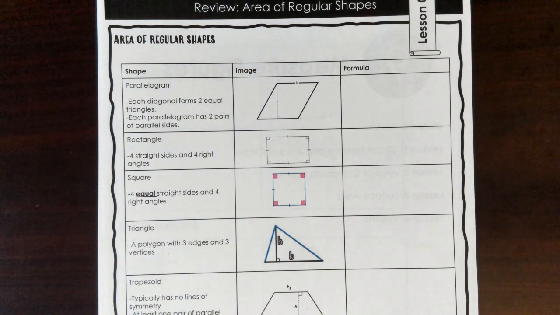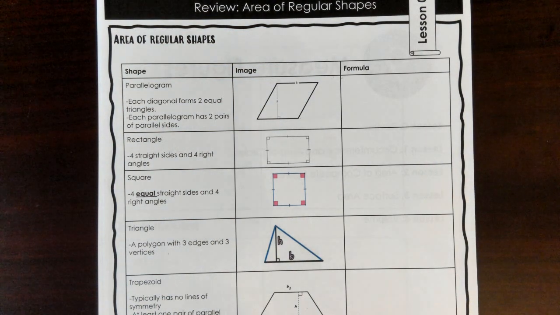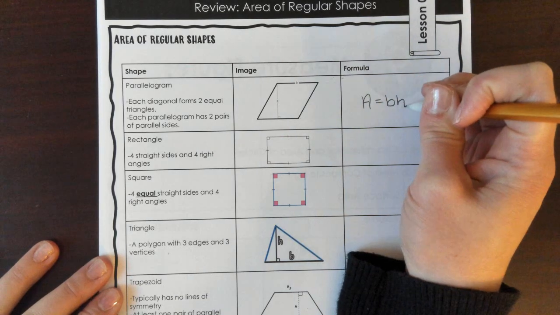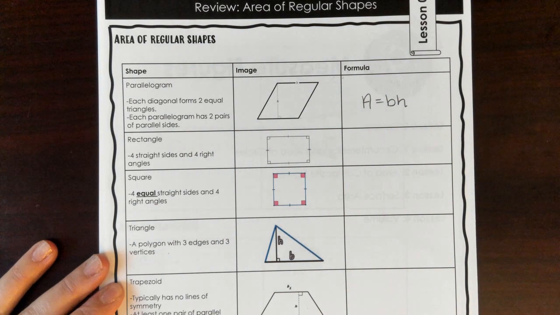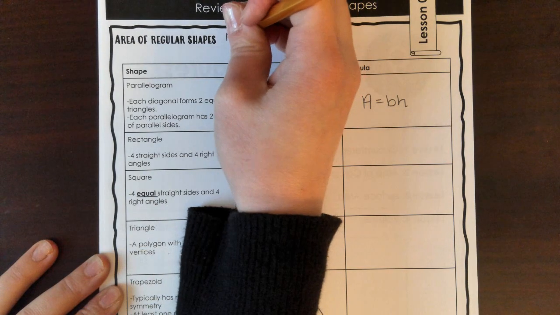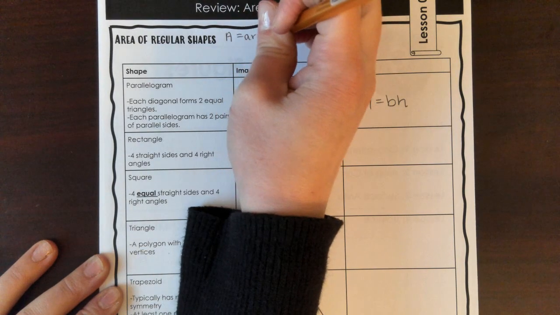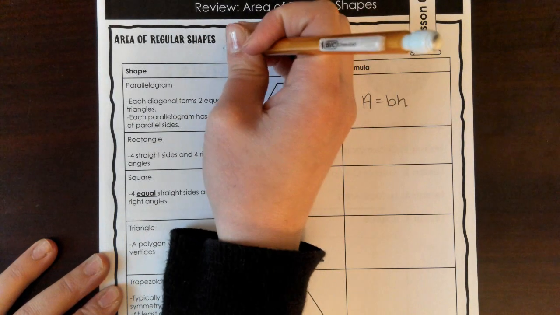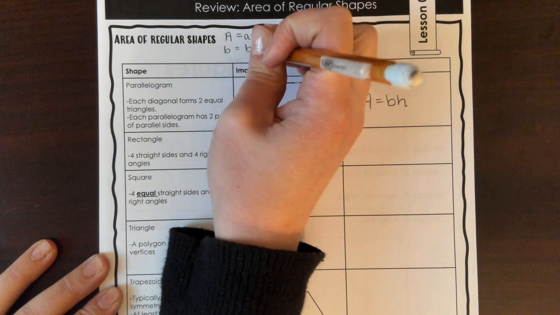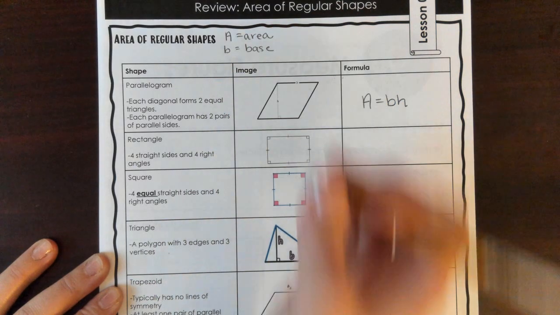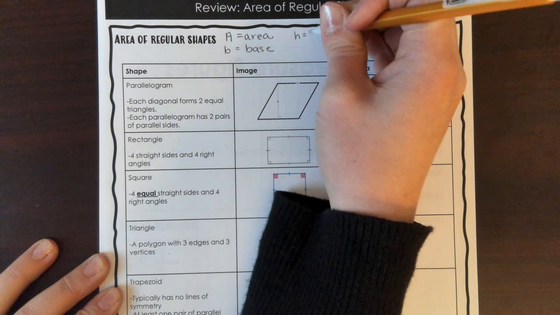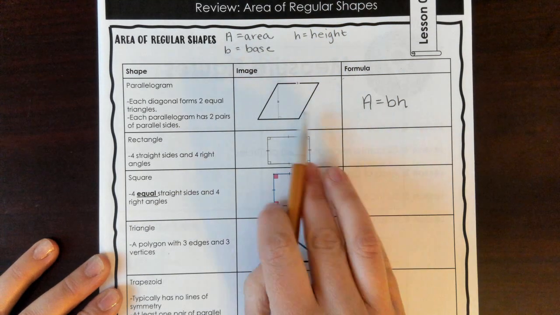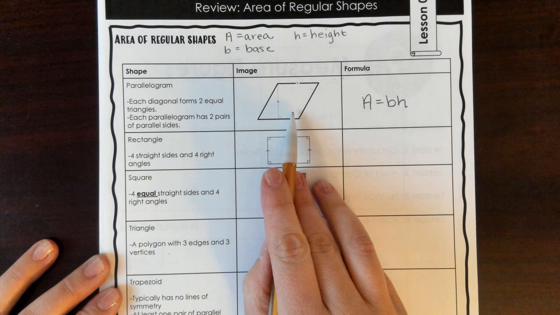So our formula for a parallelogram is going to be A equals BH. A stands for area, and if you want to write that up here, that would probably be helpful. B is your base. H is your height. So you're multiplying the base and the height together to get your area.